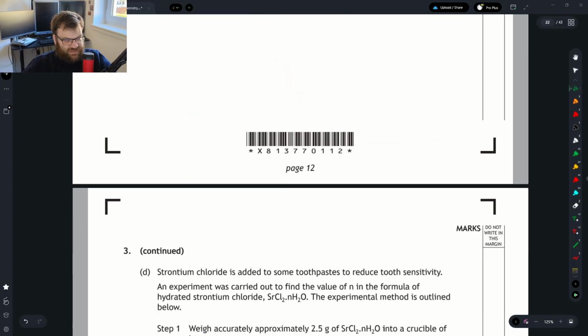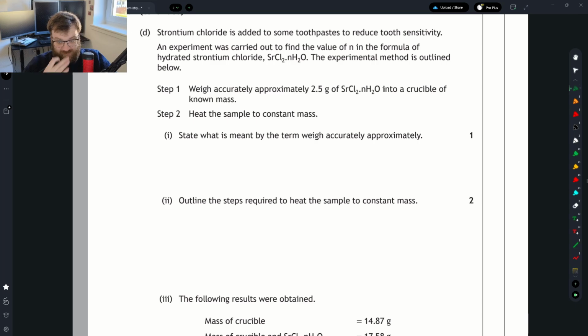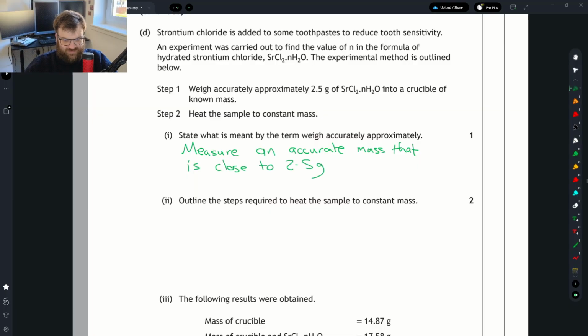Tetradente. Answer. Next one. We've got a bit of a contradiction, it seems, in terms of accurately, approximately. So we want to measure an accurate mass that is close to 2.5 grams. So if you had something like 2.48, that's close to what we're trying to get, but we have multiple decimal places making it a more accurate result, or you could have 3 decimal places depending on which balance you're using.